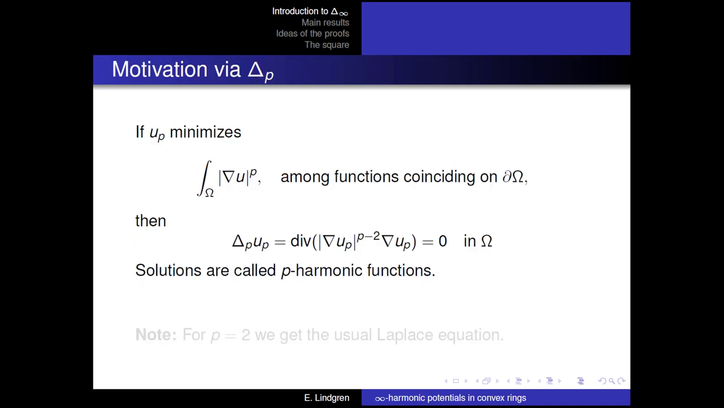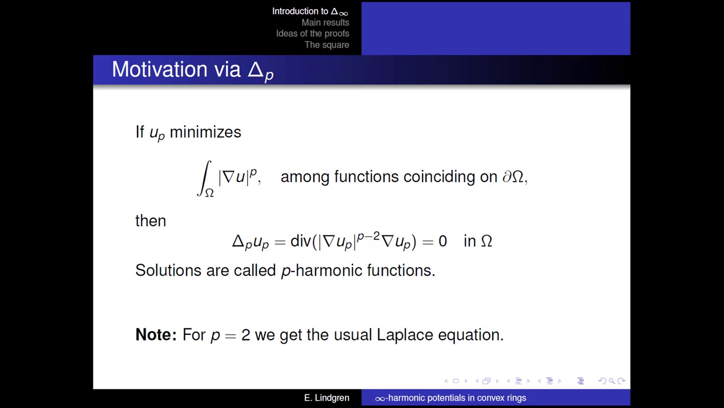One approach which Aronsson actually took is to start by looking at p-harmonic functions. p-harmonic functions are what you get if you minimize this energy, the L^p norm of the gradient. Let's say you fix the boundary data on a domain Omega, and then you minimize this among all functions that have the same boundary data. If you take the first variation, you end up with this equation, which is called the p-Laplace equation. As you can see, if you put p equal to 2, then you just minimize the integral of gradient u squared, and you get harmonic functions. So these functions are called p-harmonic functions.